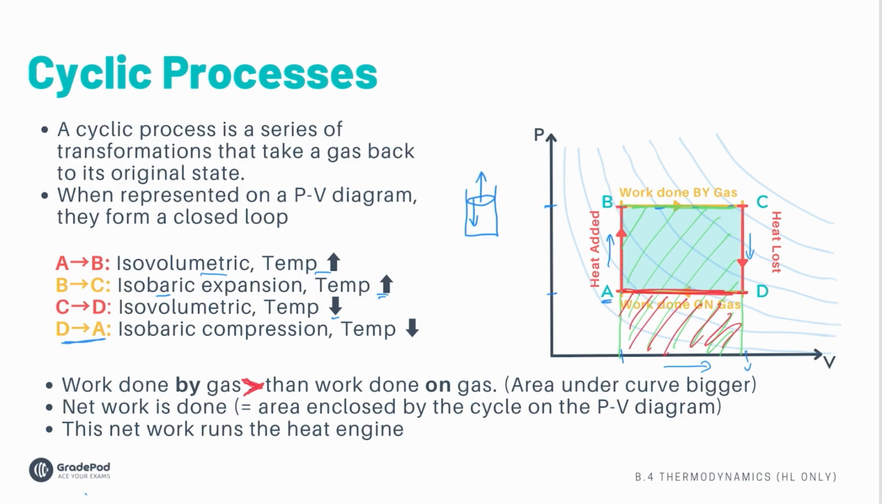What that means is there's a net work done in that system. And it's this net work, which is the blue shaded area, that runs the heat engine. So if you have a cyclical process on a PV diagram, instead of looking at the area underneath the curve, you're actually going to have to look at this blue area here, which is the area enclosed by the cycle on the PV diagram.